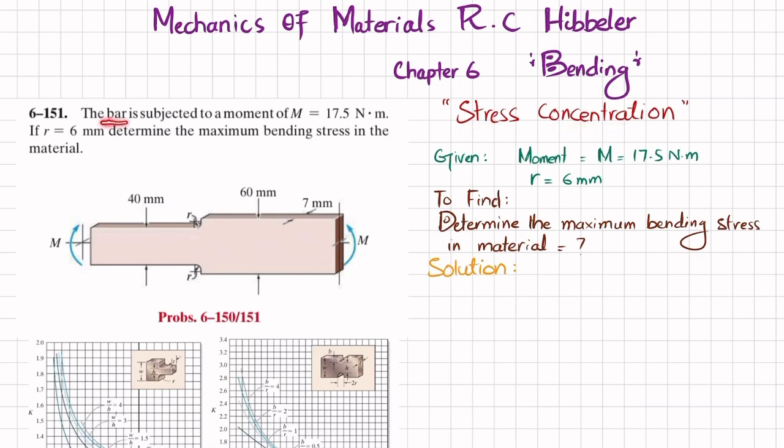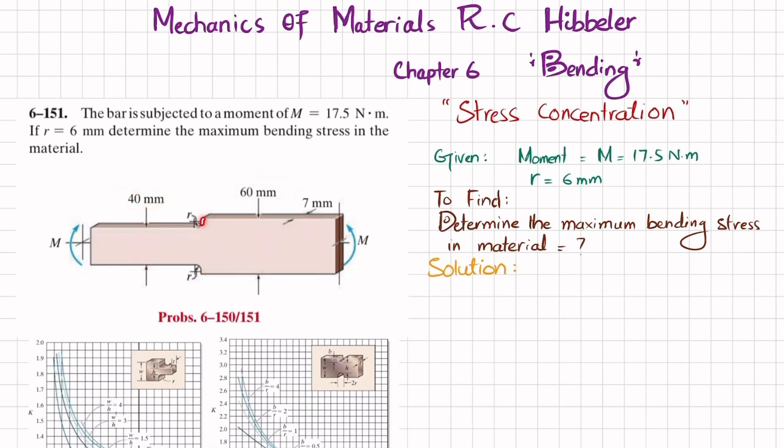So the statement is, the bar is subjected to a maximum moment of 175 Newton meter. If radius is equal to 6 millimeter, determine the maximum bending stress in the material. So you can see this is the rod where a moment M of 17.5 Newton meter is applied. So you can see this bar is not uniform. Here the width is 6 millimeter, and here the width is 40 millimeter.